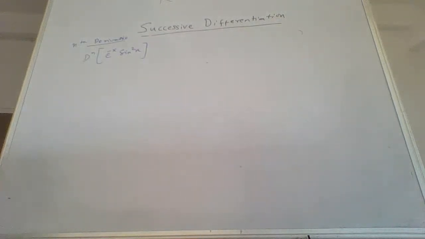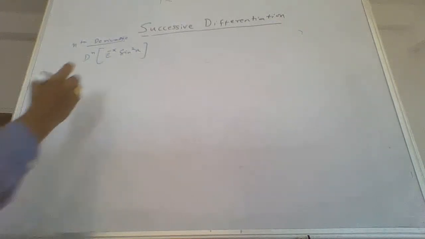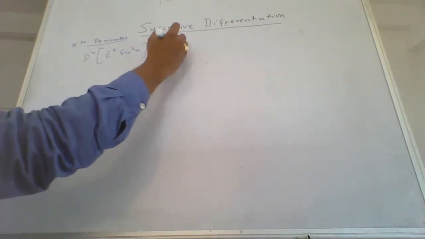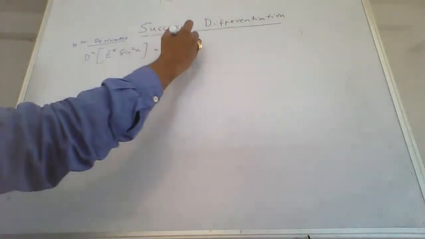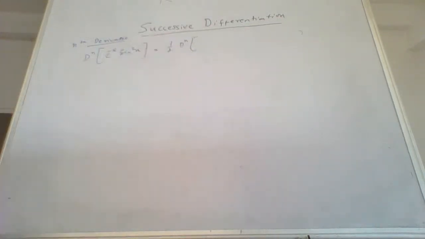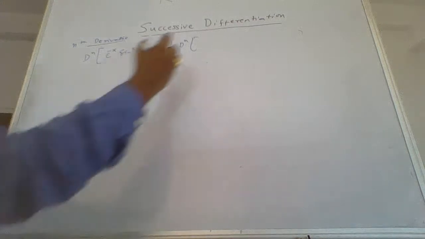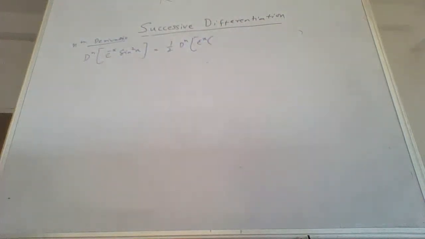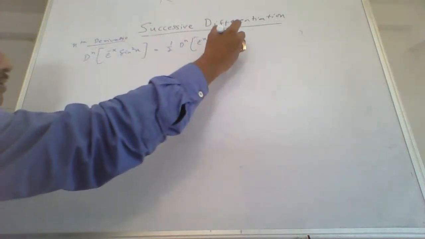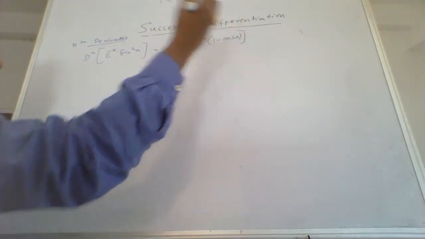Now let us find the nth derivative of this. Sine square can be written as 1 by 2 times 1 minus cos 2x. So let us write that. This will be half of the nth derivative of e to the power of minus x times, sine square I have told, 1 minus cos 2x, so 1 minus cos 2x plus.